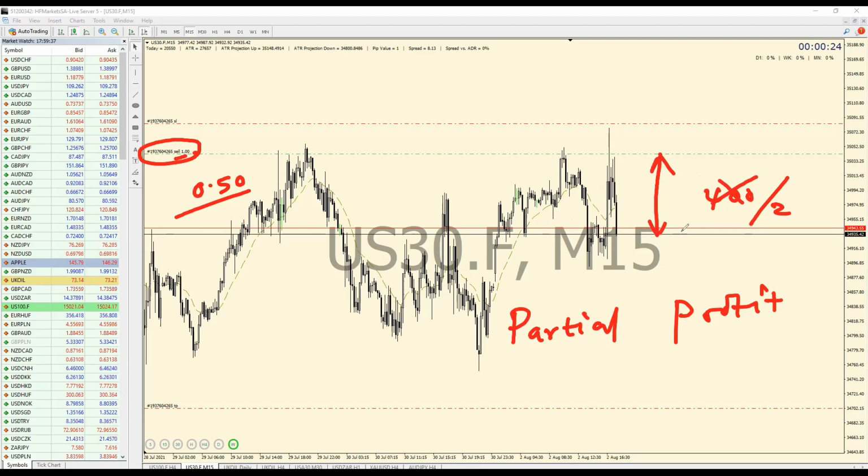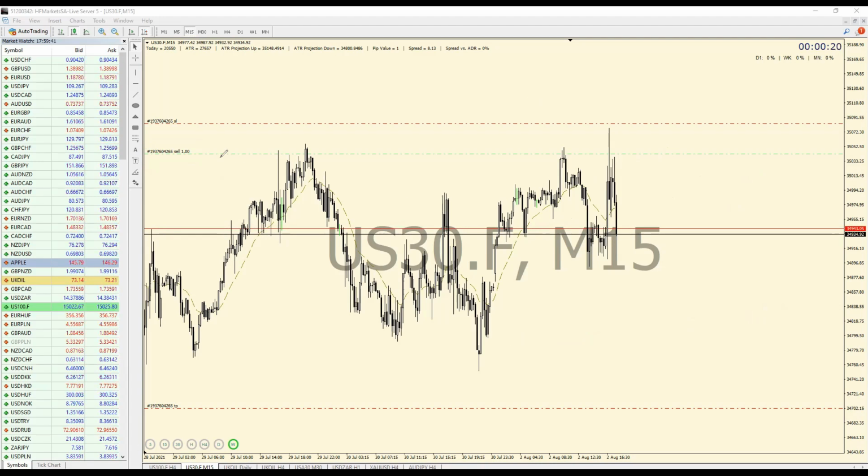Okay, that's just another trick that you can do, but you can only do this if the lot size you took is greater than the minimum lot for that asset. If you have 0.01, if this is the minimum lot size that you can take with whatever asset, unfortunately you cannot chop it in half.